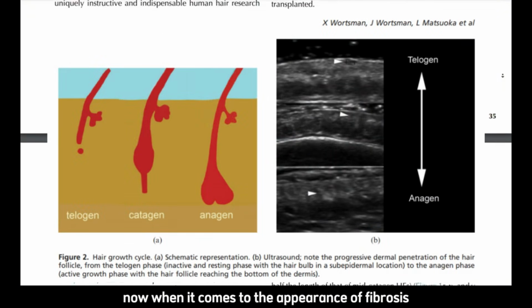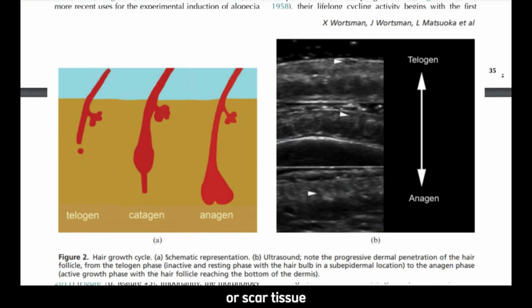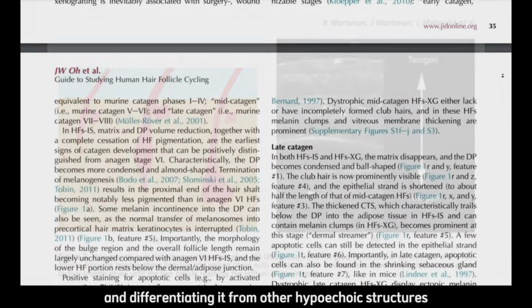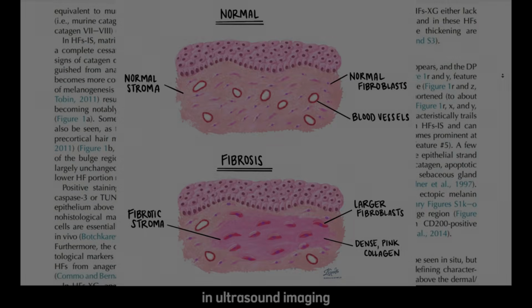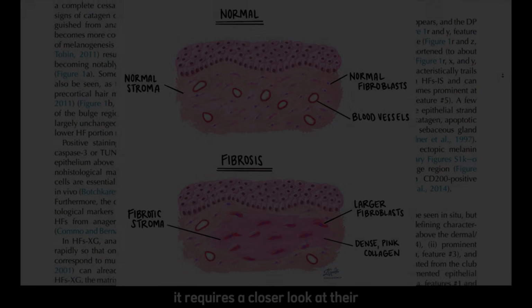Now, when it comes to the appearance of fibrosis or scar tissue, and differentiating it from other hypoechoic structures like fluid masses or even hair in ultrasound imaging, it requires a closer look at their respective characteristics and patterns.